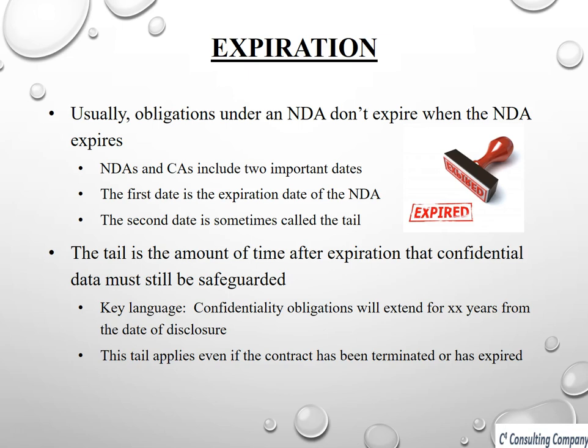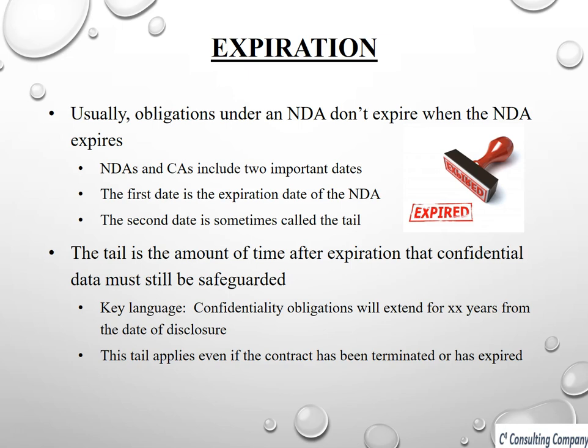So generally you'll find key language along these lines. Confidentiality obligations will extend for X years from the date of disclosure. And again, the tail, this X year period, applies even if the underlying contract, even if the NDA has been terminated or has expired. So what's reasonable? I don't know. I've seen NDAs with a tail of 10 years. Probably 3 to 5 years is what you normally expect to see.